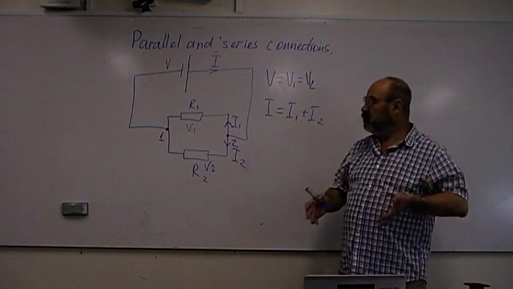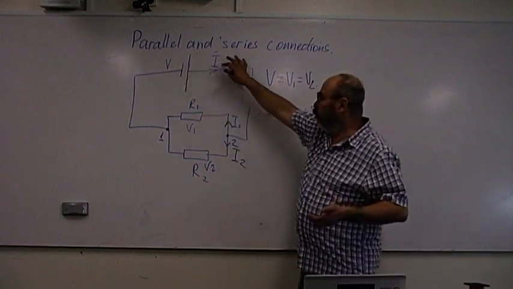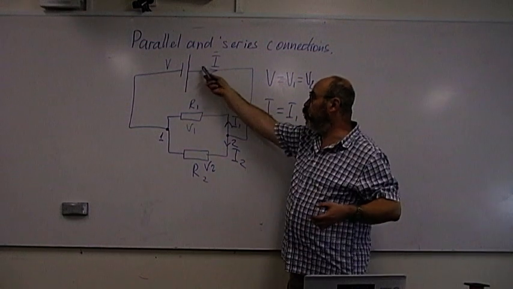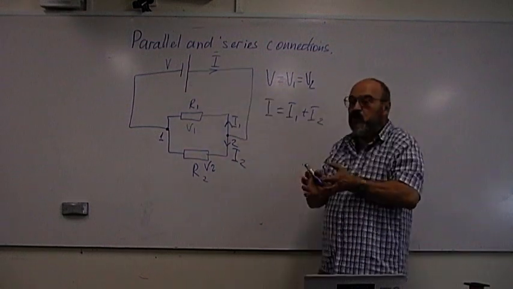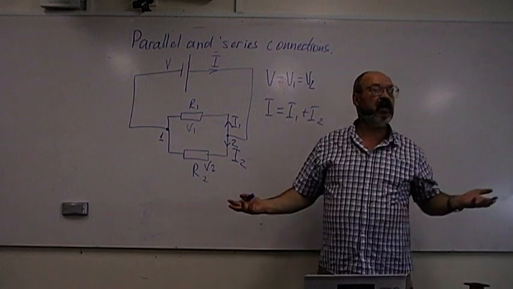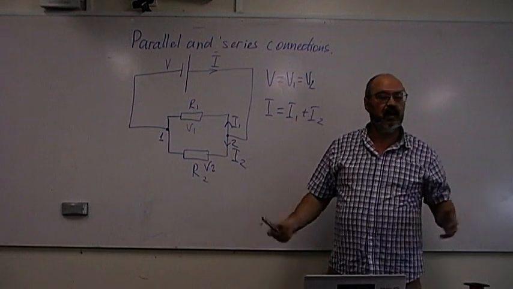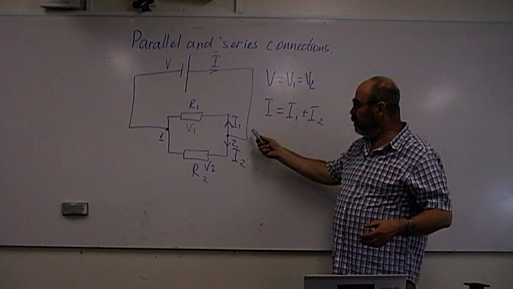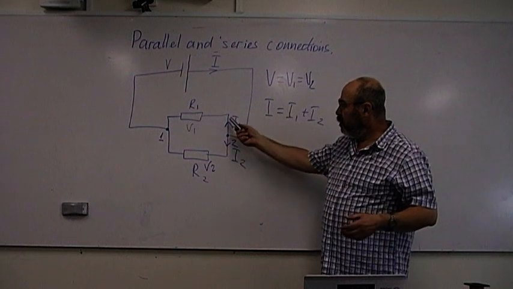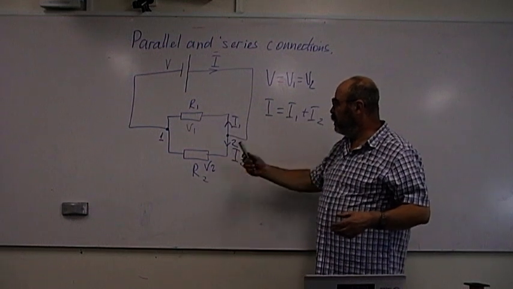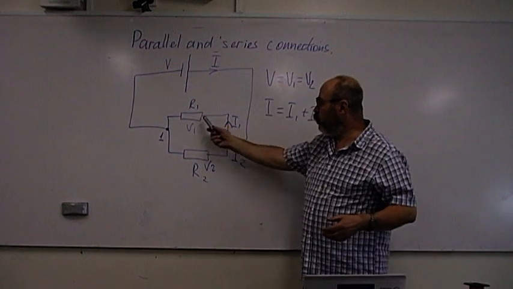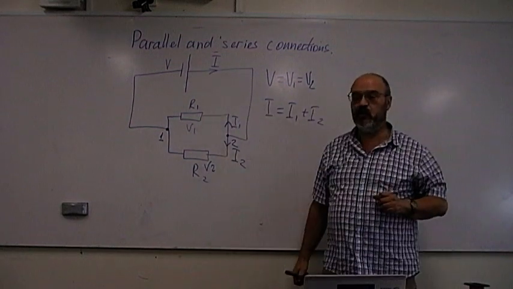Think of a road that splits in two. We have a number of cars coming along one road. Here they split and move through two roads, but the number of cars is still the same. So the total current splits here, and the current through 1 plus the current through 2 adds up to the total current.